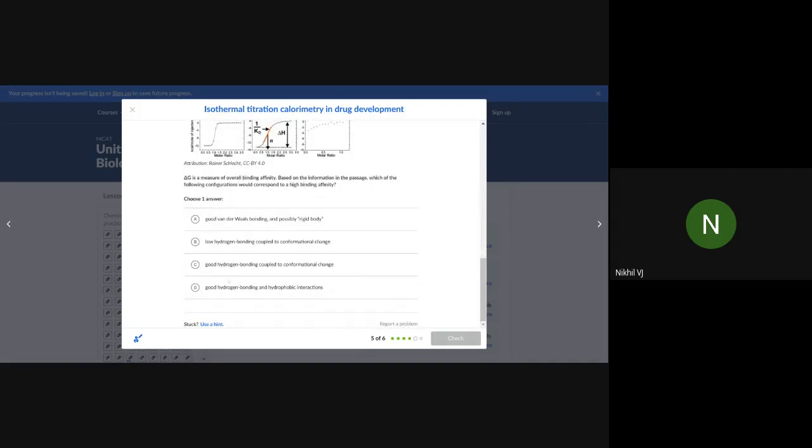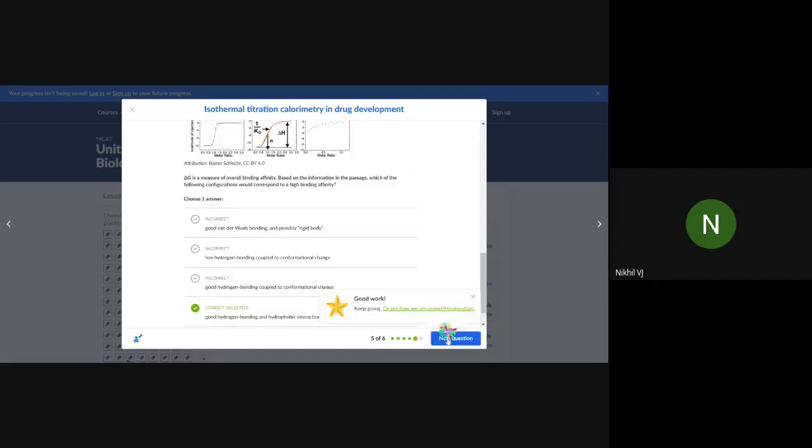So we are looking at good hydrogen bonding and good hydrophobic interactions, because that means we'll have minimal change here, and hydrophobic interactions going together will create a large delta S, which means a negative delta G. So in this case, it would be D.